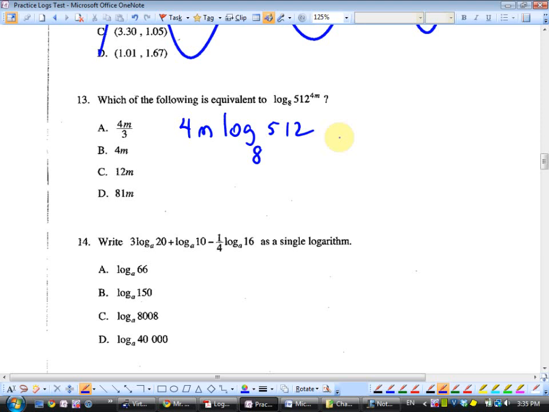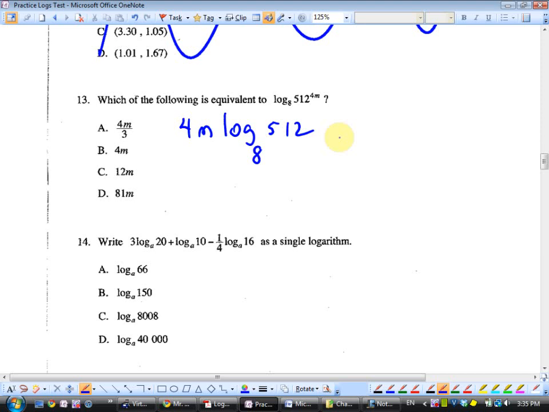Mr. Dueck, you didn't make us memorize the 8 exponent table. No, I didn't. Because you know some of them. Jordan, what's 8 to the 1? What's 8 squared? 64. What's 8 cubed? I don't know. But what did you say 8 squared was?